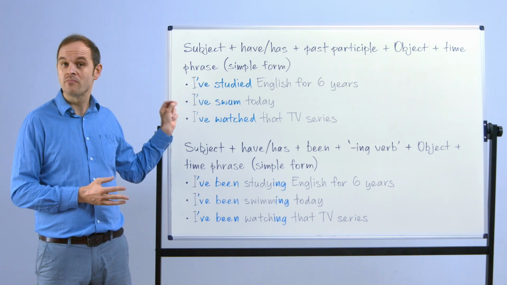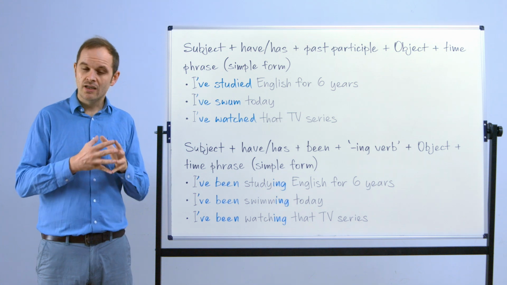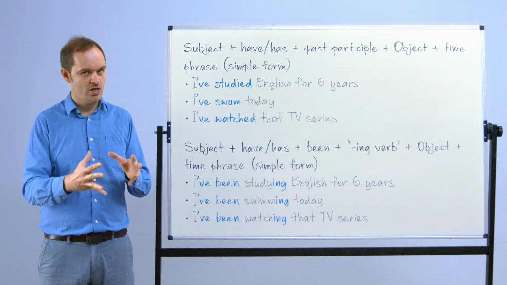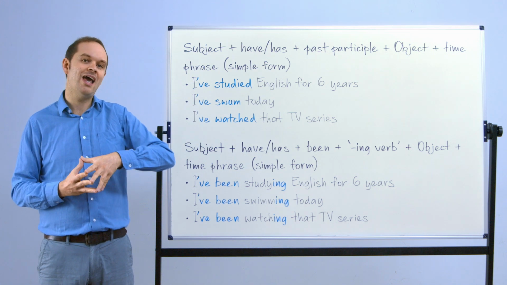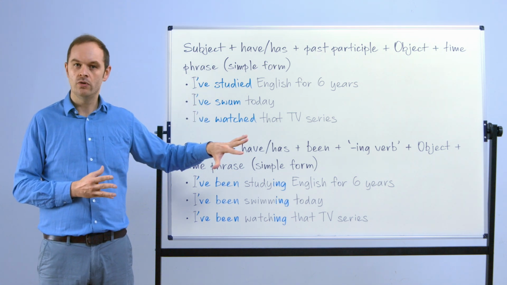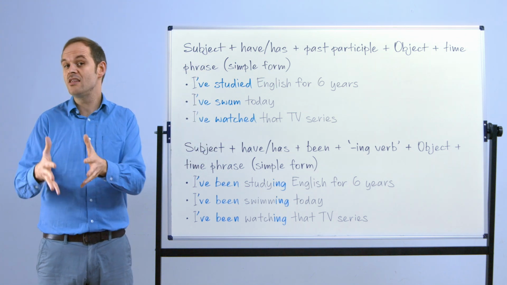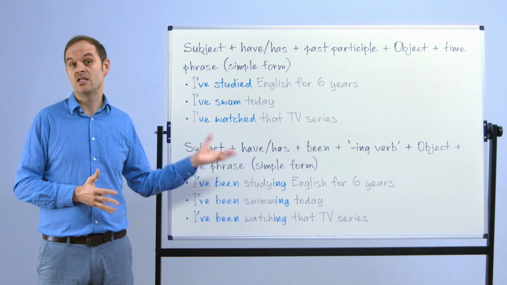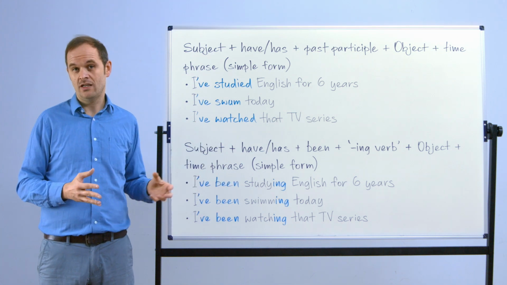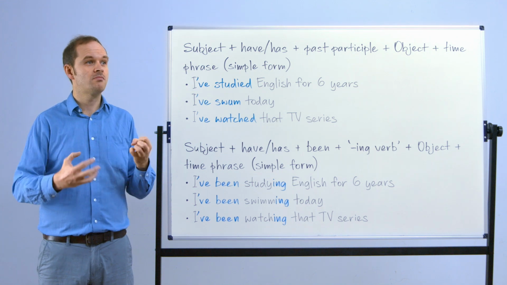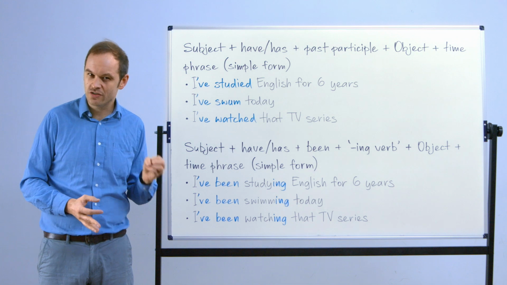So, I've swum today versus I've been swimming today. Again, this time the difference isn't so great. If we use the present perfect simple, we're describing an action that completed before. So we could use I've swum today when we're talking to somebody in the evening about something that we did that morning. Whereas I've been swimming today describes somebody who is maybe standing outside a swimming pool. Maybe they're still wet. They have just finished swimming.